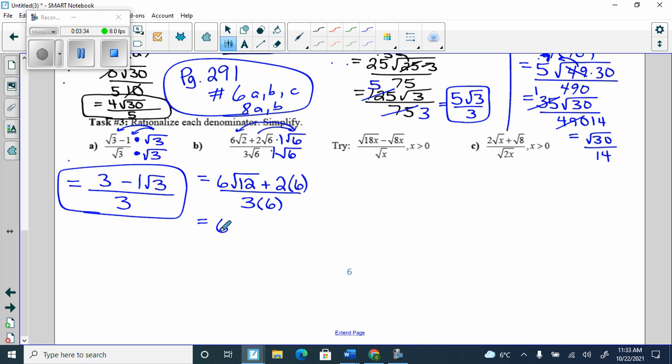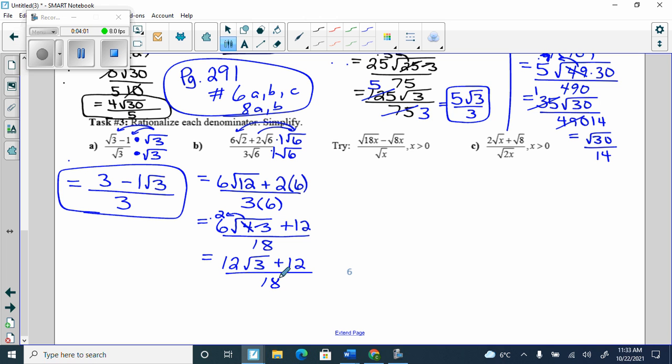Can I break down root 12? Yes. What and what? 4 times 3. 4 comes out and it's a 2. Plus 12 over 18. And so I'm going to get 12 square root 3 plus 12 all over 18.